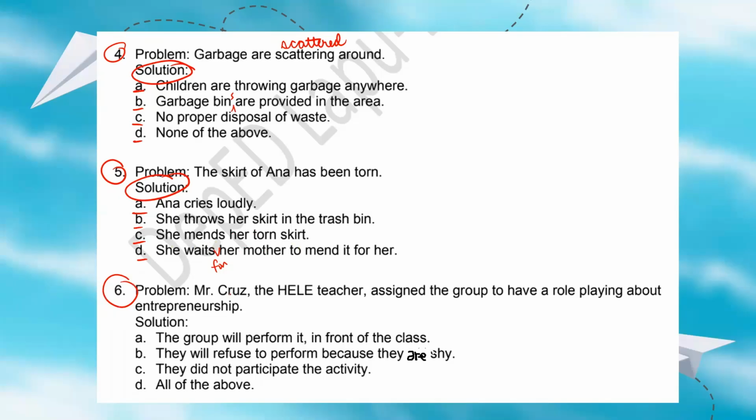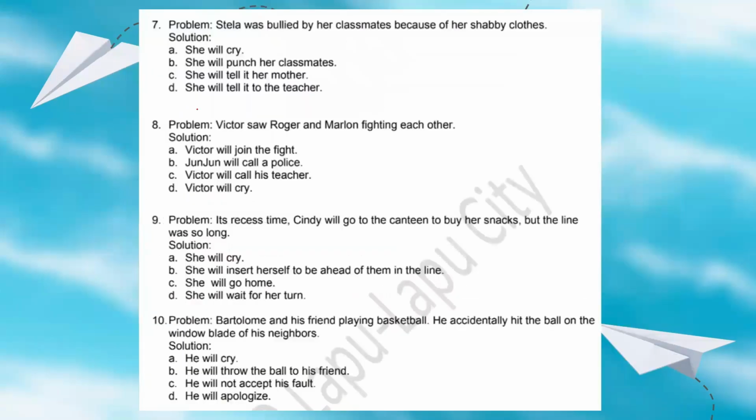6, the problem is Mr. Cruz, the Heli teacher, assigned the group to have a role playing about entrepreneurship. What is our solution? A, the group will perform it in front of the class. B, they will refuse to perform because they are shy. Nahihiya daw sila kaya di nila gagawin. C, they did not participate in the activity. Hindi na lang sila sumali. Or letter D, all of the above. You need more time? Pause the video here. If you don't, let's go to number 7.